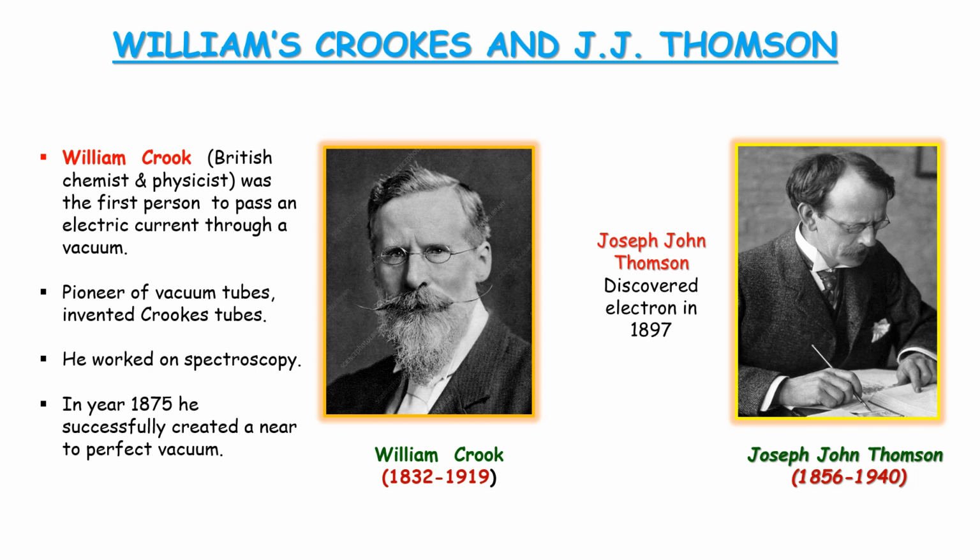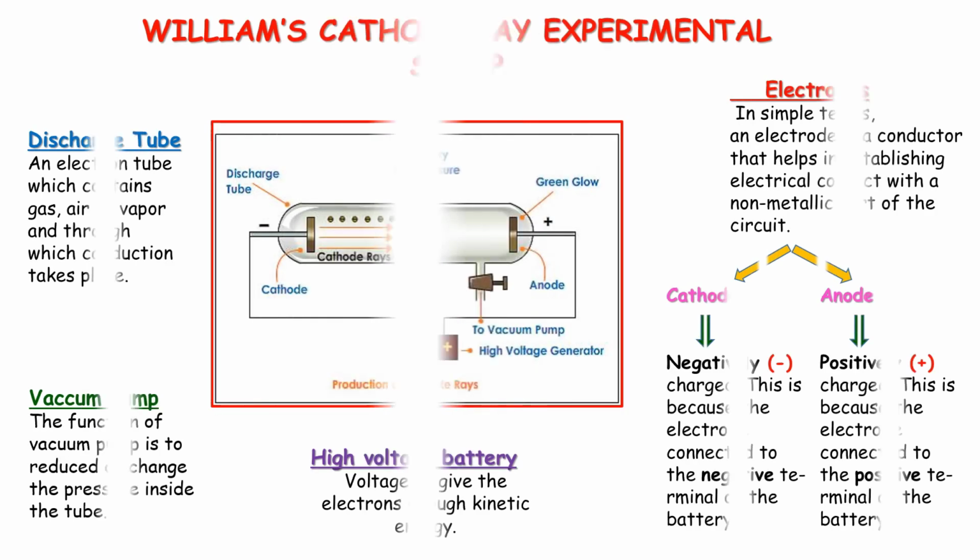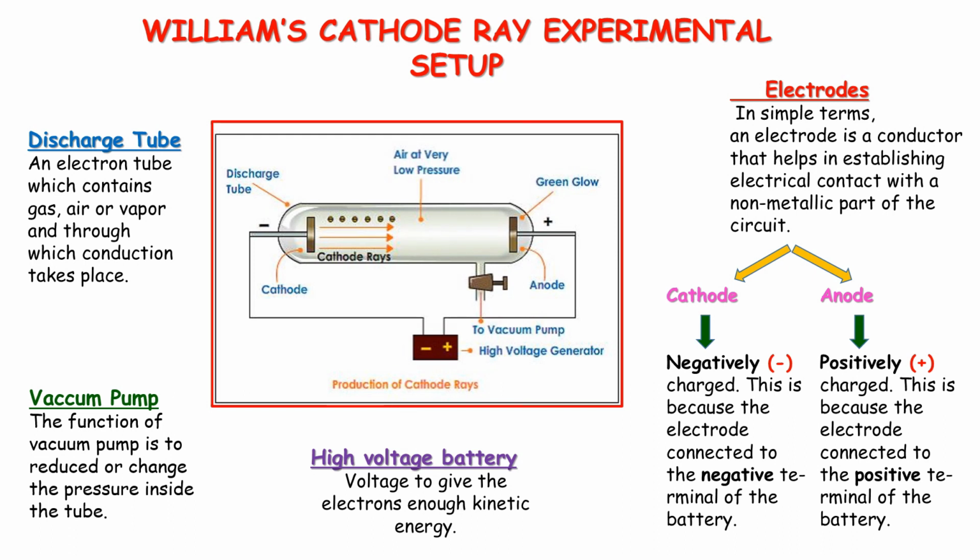Okay. Now move forward to see how the experiment was carried out by William Crookes. Students, here you must be clear about the discovery of the electron. This discharge tube experiment was started by William Crookes, but later on the electron was discovered by J.J. Thomson. So, here is the experimental setup.